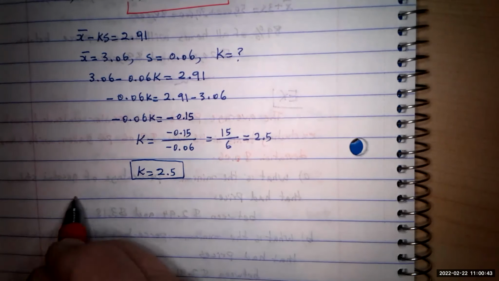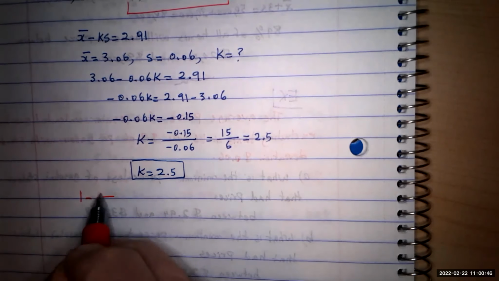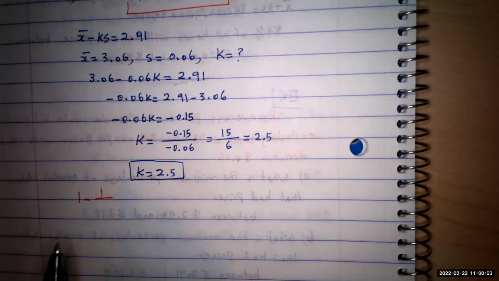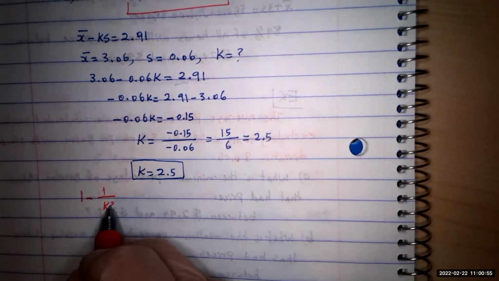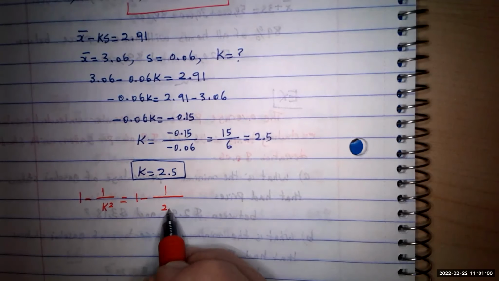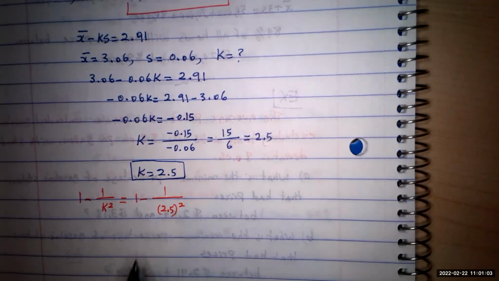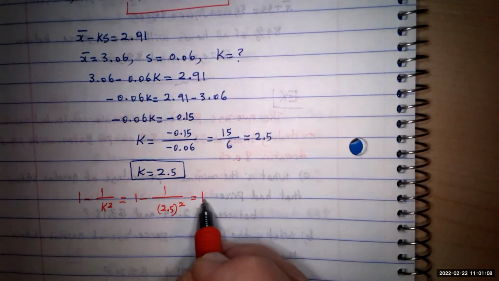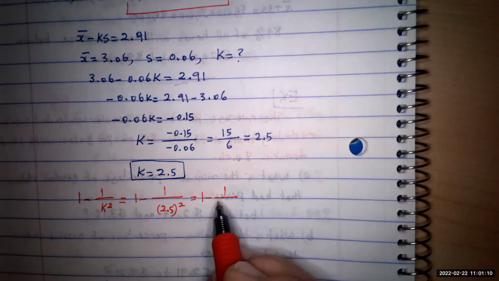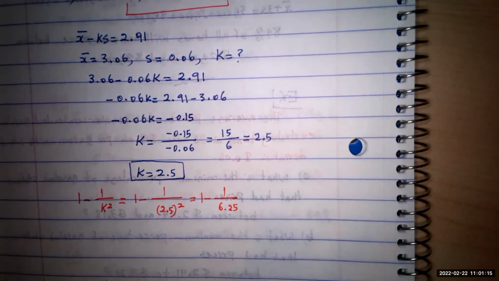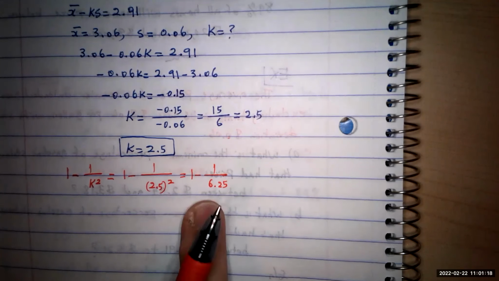The formula is, that's what I was talking about. It's not always the case that you get K equal to 2 or 3. You can have any K number. So go back to the 1 minus 1 over K squared. Substitute 1 minus 1 over 2.5 squared. 2.5 squared would be 6.25, so it's going to be 1 minus 1 over 6.25.